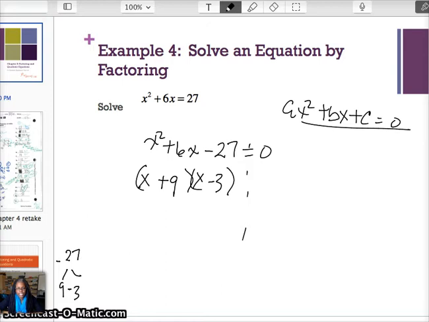Do my double V really quickly to check. I got my 9x. I got my negative 3x. All together, that gives me a positive 6x. All right, feeling good about myself.